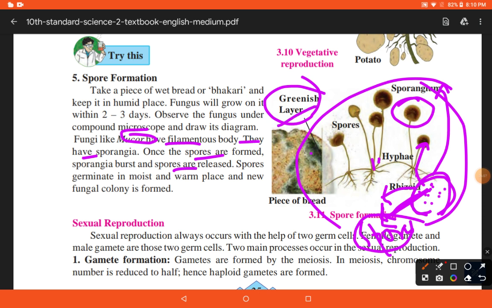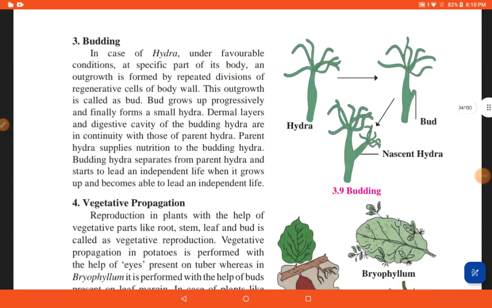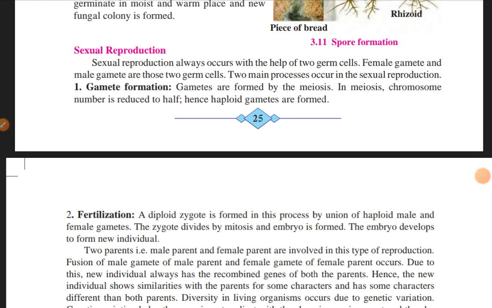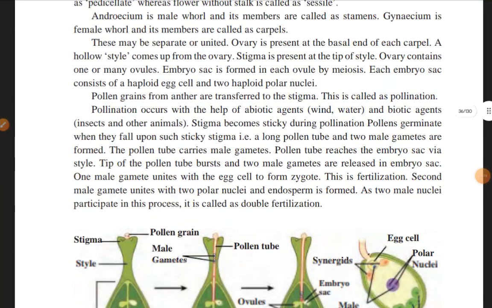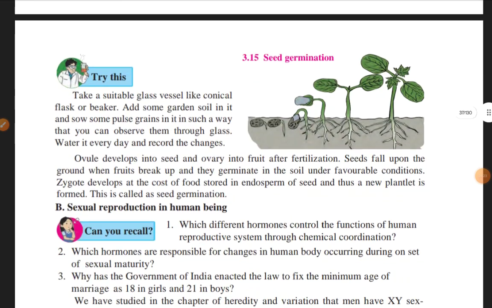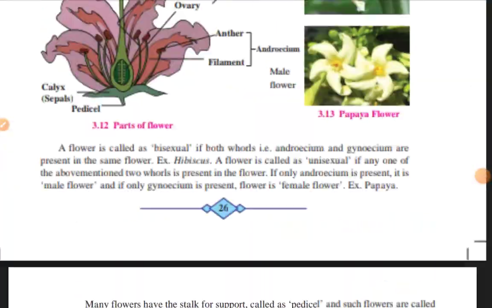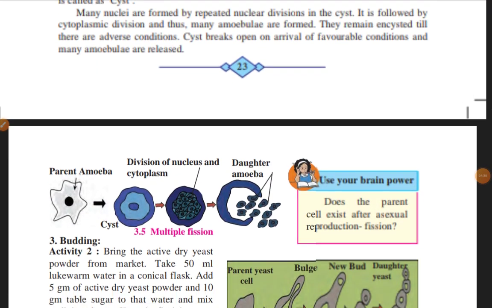So this was about asexual reproduction in unicellular and multicellular organisms. In the next one, I'm going to do sexual reproduction in plants, and I'll discuss pollination also, only in plants. Then we'll come to human beings. It's a very interesting topic. I hope you're not left with any doubt here.